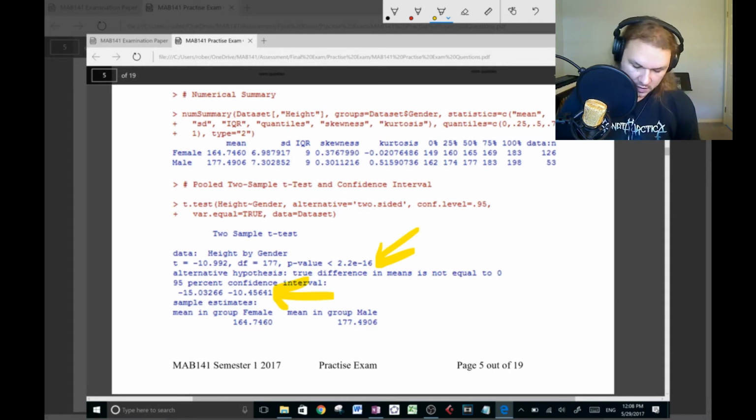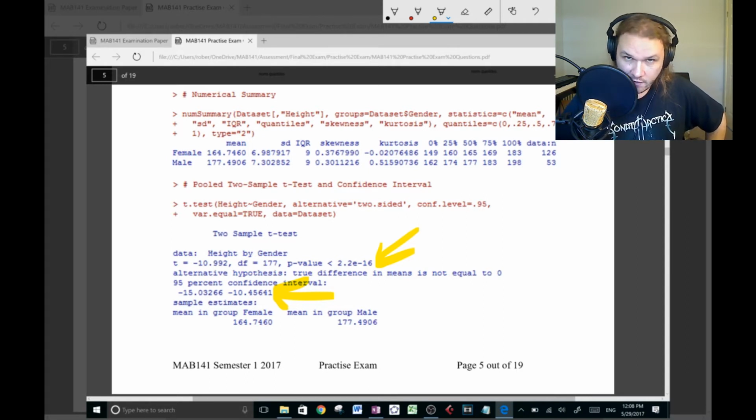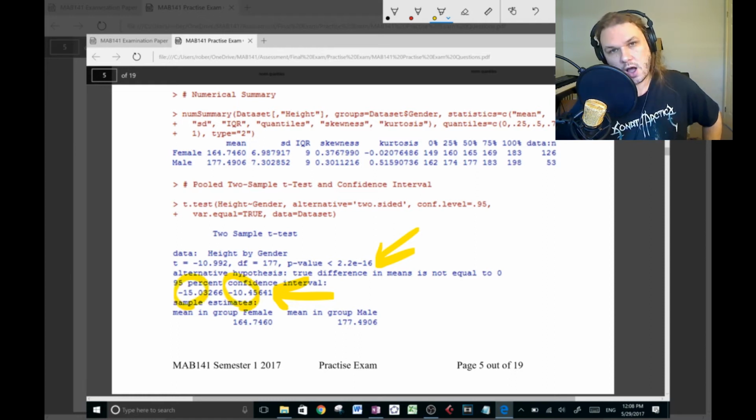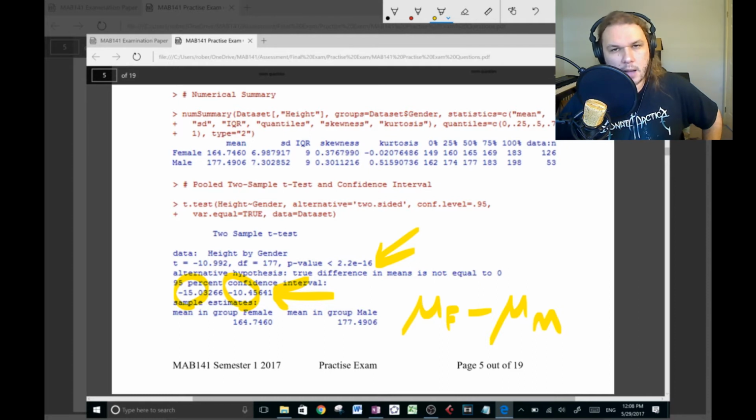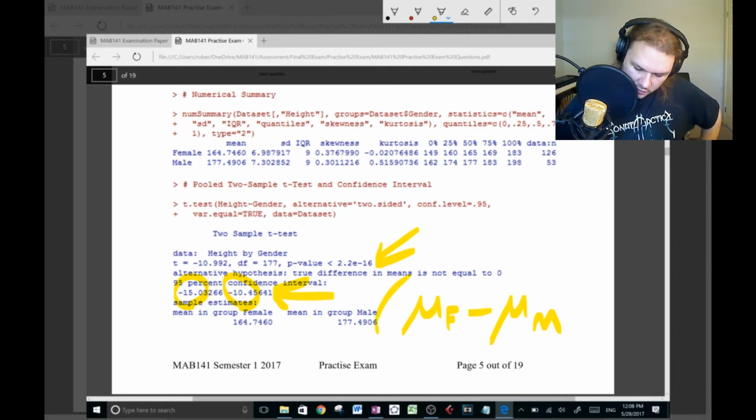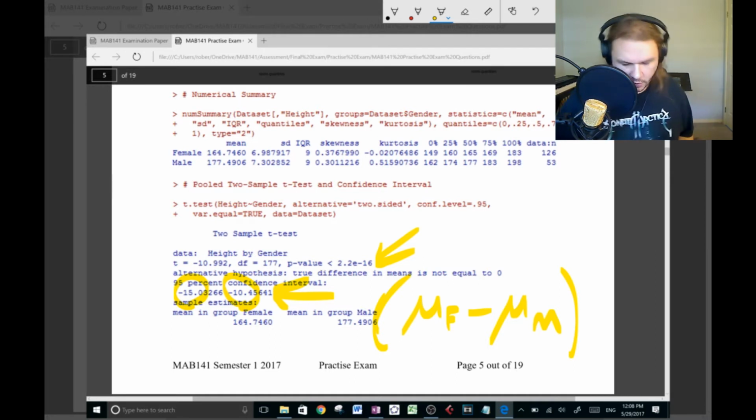What is the difference? Well, in this case, this is saying that we are 95% sure that the average male height is between 10 and 15 centimeters higher than the average female height. That's what the confidence interval is. It's a confidence interval on the difference. Now in this case, it's mu f minus mu m, because R will do this in alphabetical order. So that difference there will be a negative number because mu m is bigger than mu f. So you can just switch the order of subtraction around and get rid of the minus signs.